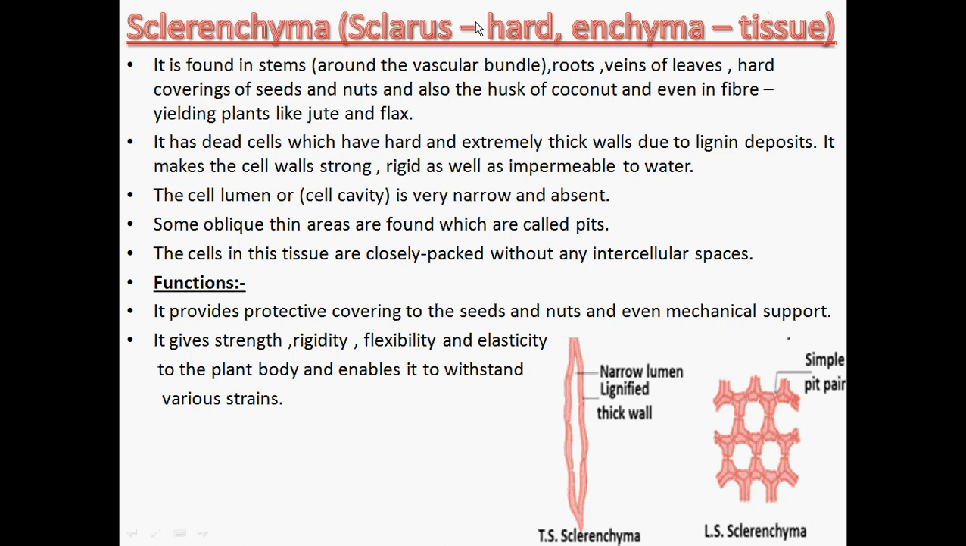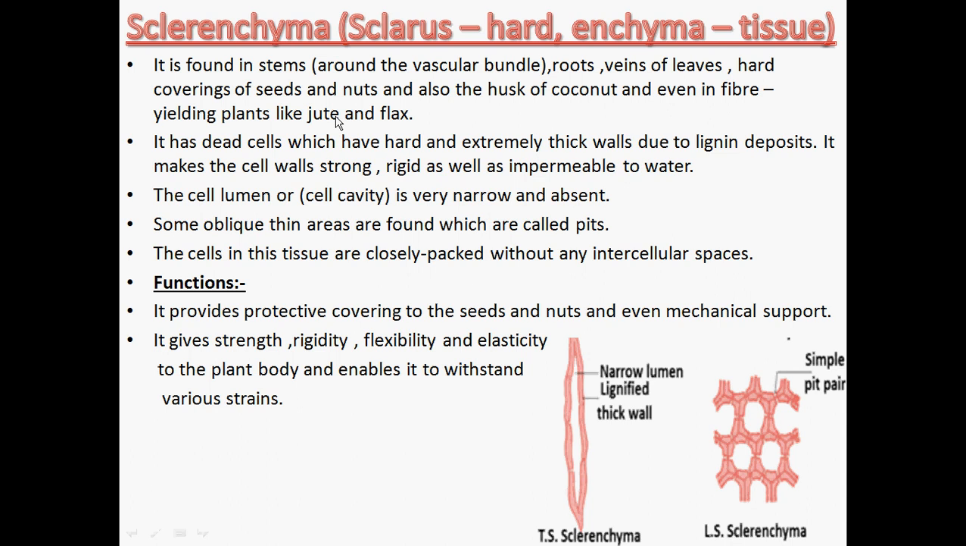So from the name we can easily understand that it provides some kind of hardness and strength to the plant because of its thick-walled lignin deposits. This is the main difference between the sclerenchyma tissue and all the other tissues, that it contains a lignin deposit on its cell walls, because of which there is no living protoplasm in sclerenchyma tissues. It is mostly found in stems, around the vascular bundle, roots, veins of leaves, hard coverings of seeds and nuts, the husk of coconut, and even in fiber-yielding plants like jute and flax.